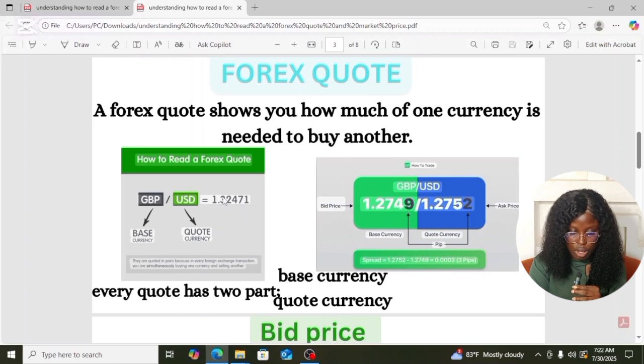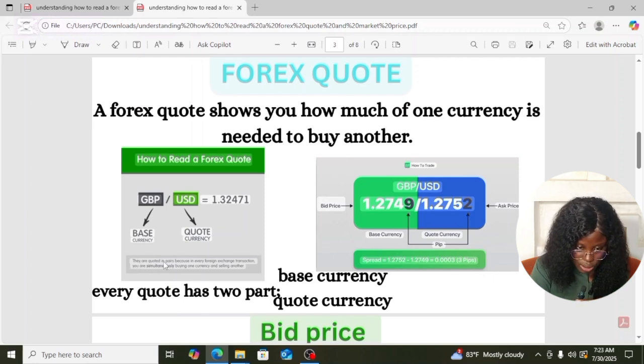So this is an example of the forex quote. I can also say that the forex quote is also known as the exchange rate. Like this 1.32471 is also known as the exchange rate, because this is the rate at which you are going to get GBP. This is the amount of USD that you need to get 1 Great Britain pound. Is that understood? Okay, so that's it for that.